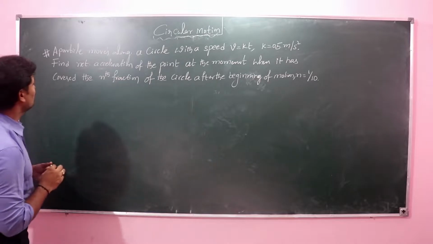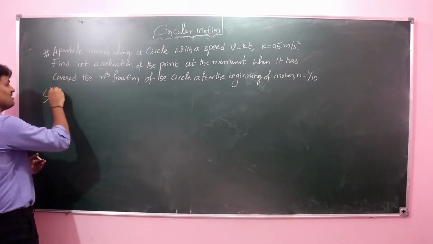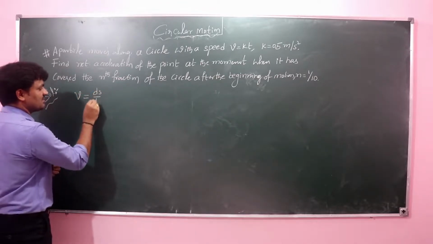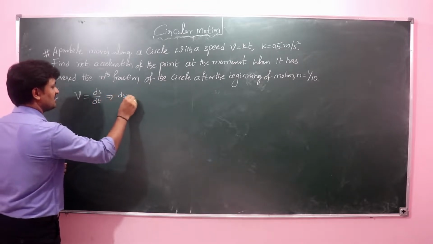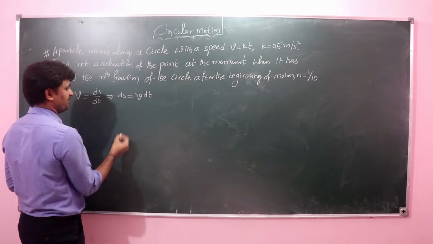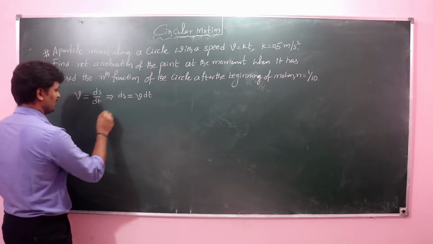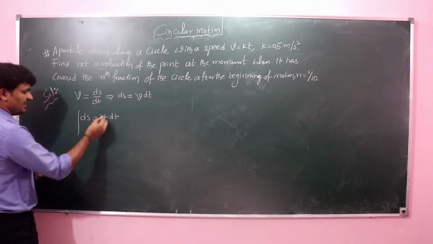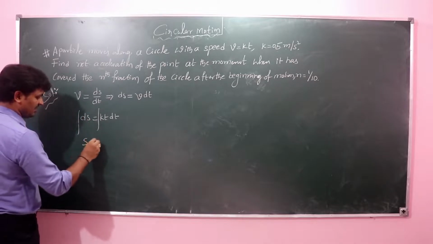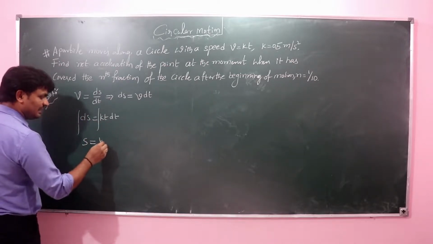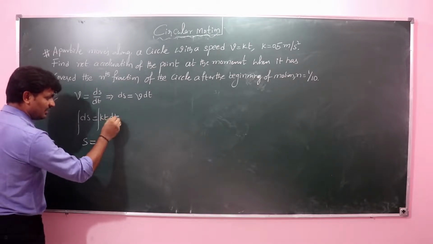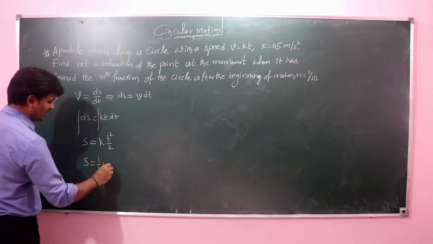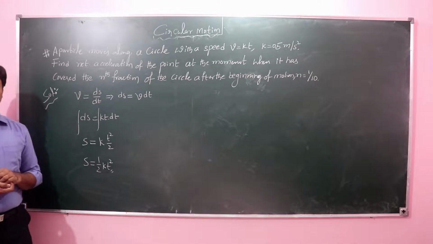First of all, we try to get how much distance is traveled. For that I am taking v is equal to ds by dt. Then ds is equal to simply v dt. What is the value of v? Just substitute: ds is equal to kt dt. Then integrate on both sides. Integral ds is equal to k into integral t dt, which is t square by 2. So the displacement is half kt square.